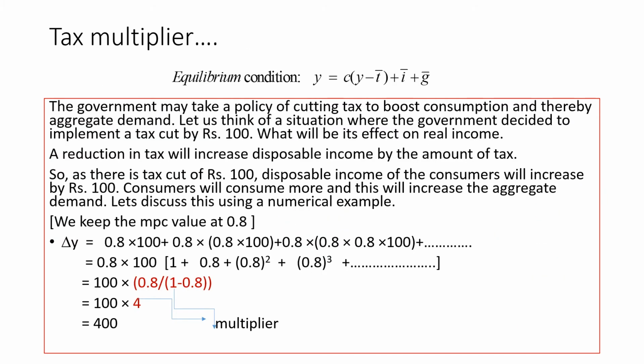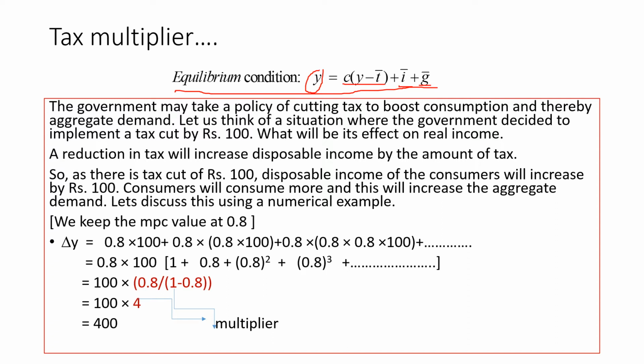So just remember the equilibrium condition here. This is the equilibrium condition as we have used it in the previous class as well. Y is supply. Supply is equal to consumption, which is a function of disposable income. Disposable income is Y minus T bar, and then investment expenditure, which is exogenously given, and government expenditure, which is also exogenously given.